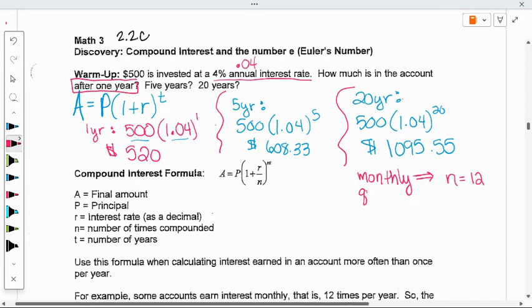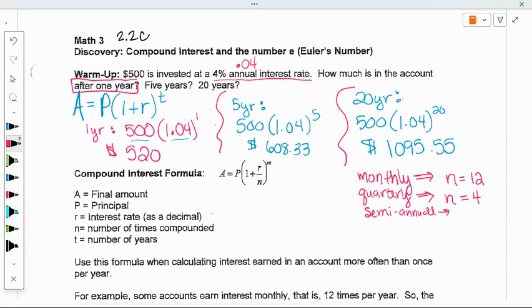If something is getting compounded quarterly, how many quarters are there in a year? 4. So n equals 4. If something is compounded semi-annually, every what? That's biannually. Semi-annually is in half. Semicircle, half. So your number of compounding periods is 2. If something was compounded daily, oh my gosh, how many days are there in a year? So that would be n equals 365.